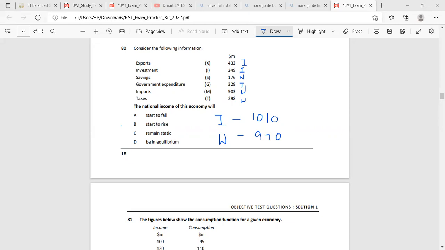So here in this case, the national income of this economy starts to rise. There is more amount which is injected into the economy. So more activity, more will be the income. So the income level will rise. It doesn't remain static, or it is not in equilibrium. It increases, so that will start to rise.